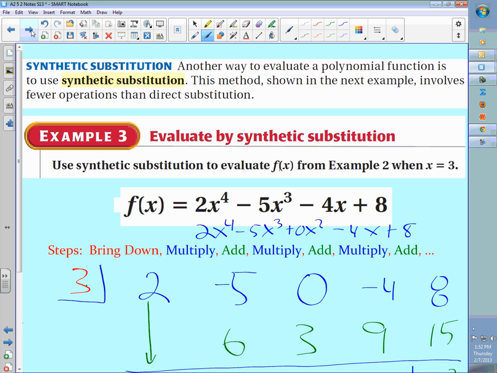Yes, sir? So the 23 is the solution? The 23 is the function's value when x is 3. Okay. Just like direct substitution. When x is 3, the function's value is 23. It's an ordered pair. Same, right? Which we would hope that, right? This is just a better, faster way to do it.